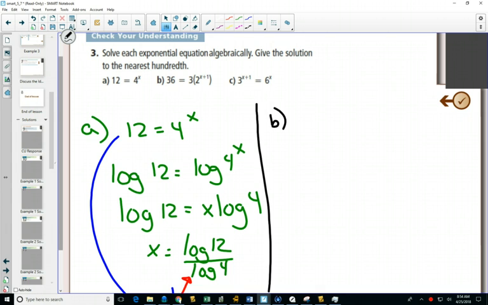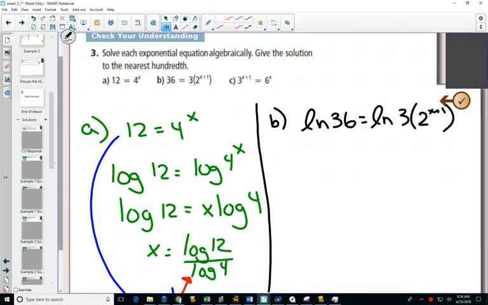Now in part B, instead of taking the log of both sides, well, I'm still going to take a log of both sides, but I'm going to take the natural log of both sides. So I'm going to take the natural log of this side and the natural log of this side.